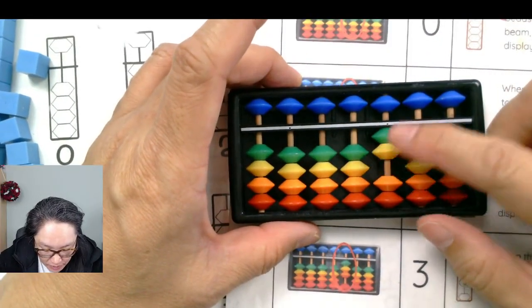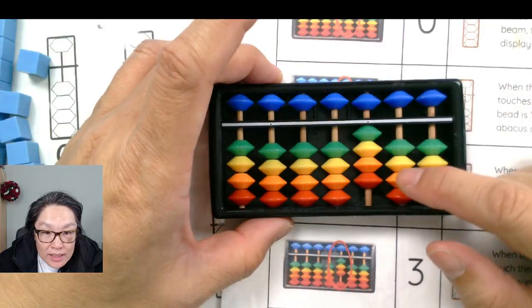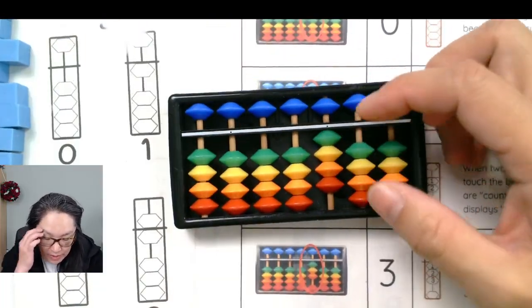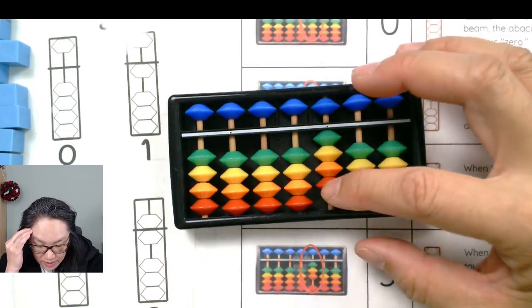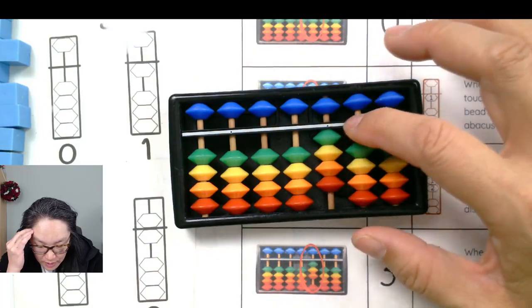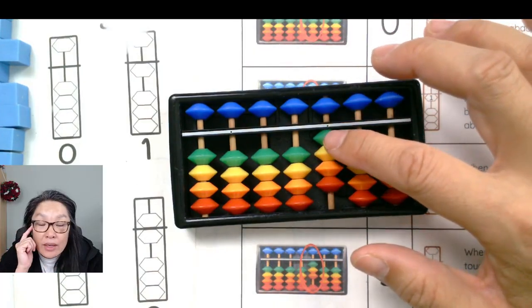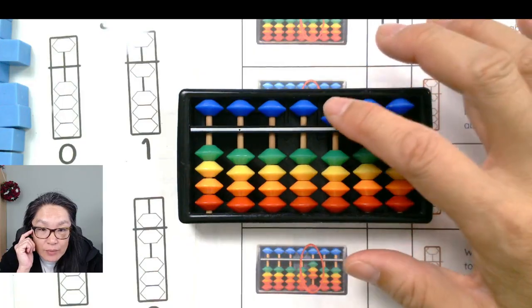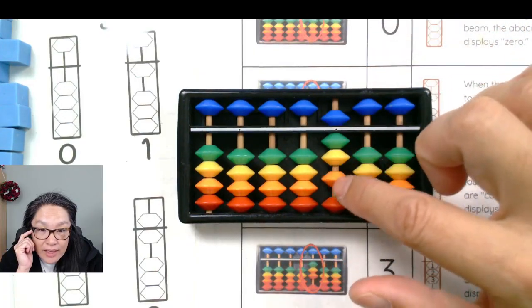Okay. So, what are we doing? We're counting. 1, 2, 3, 4. Counting on the abacus is just one of those things. This is a math learning tool. This tool helps us see what the numbers are. So this is 4 because the beads that are touching the horizontal bar are counted. Because this is counted, this is 5. Because this is 5, we have 6, 7, 8, 9.